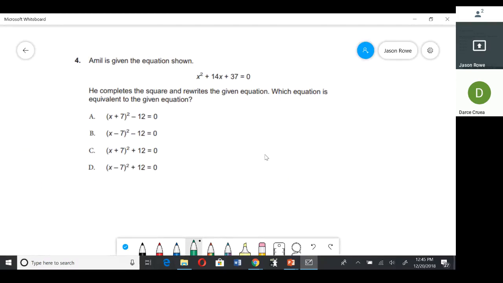All right, this is another completing the square problem. It says it completes the square and rewrites the given equation. Which one is equivalent? If you didn't take the time to go over completing the square when we had those lessons, you might want to go back and review that, because these are released questions. So the state seems to think completing the square is important. So what's our first step here, Ms. Cruey? We're going to move that 37 to the other side.